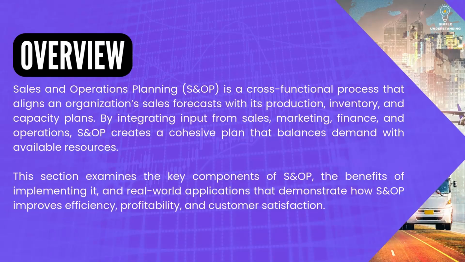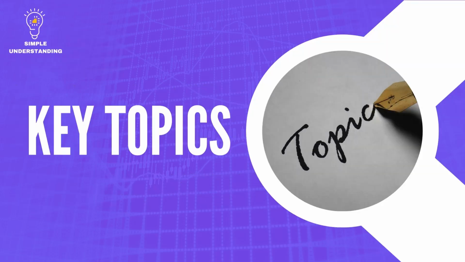Overview. Sales and Operations Planning, S&OP, is a cross-functional process that aligns an organization's sales forecasts with its production, inventory, and capacity plans. By integrating input from sales, marketing, finance, and operations, S&OP creates a cohesive plan that balances demand with available resources. This section examines the key components of S&OP, the benefits of implementing it, and real-world applications that demonstrate how S&OP improves efficiency, profitability, and customer satisfaction. Key topics. 1.